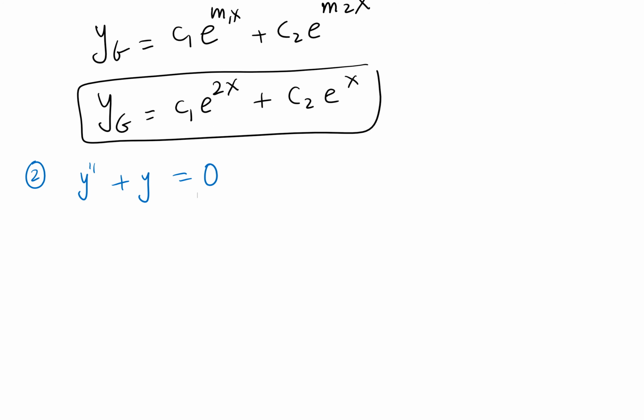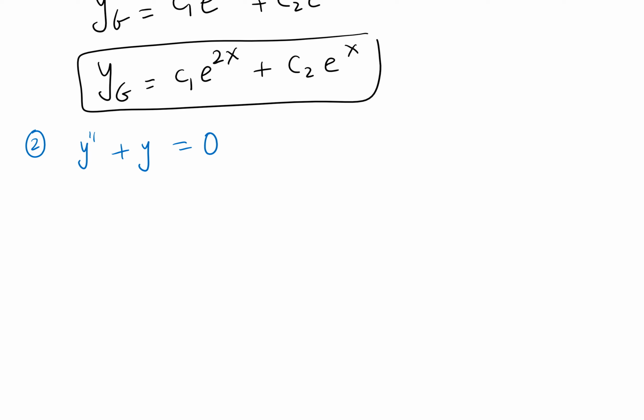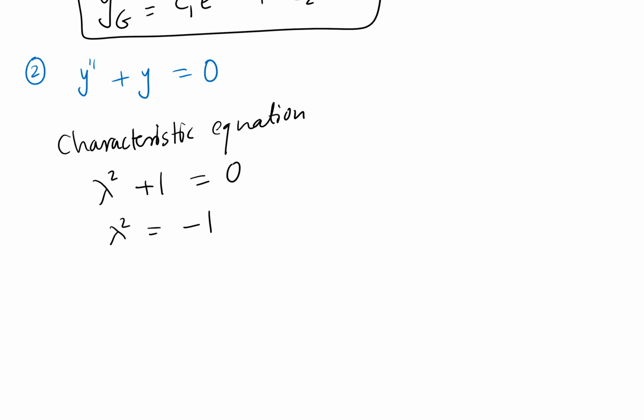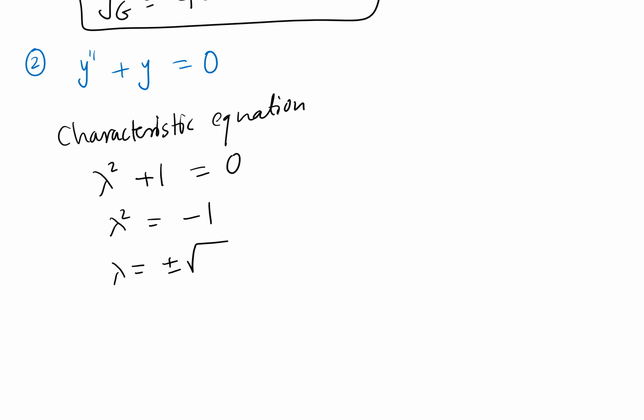So let's see what we can do. The characteristic equation, I'm going to use lambda, okay, just for fun. Lambda squared plus 1 equals 0. How do you solve this? Well, lambda squared is negative 1. Lambda is plus or minus the square root of negative 1, which is plus or minus i. Or you can write it 0 plus or minus i. So alpha here is 0, beta is 1.